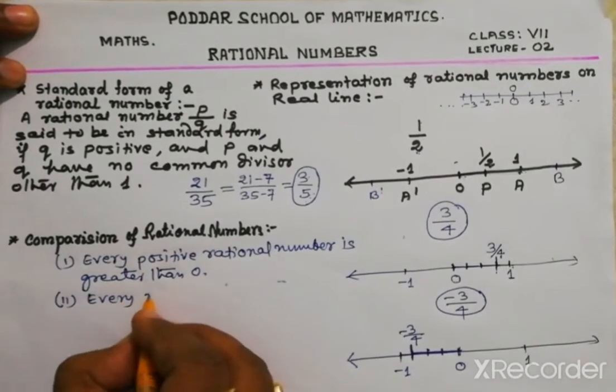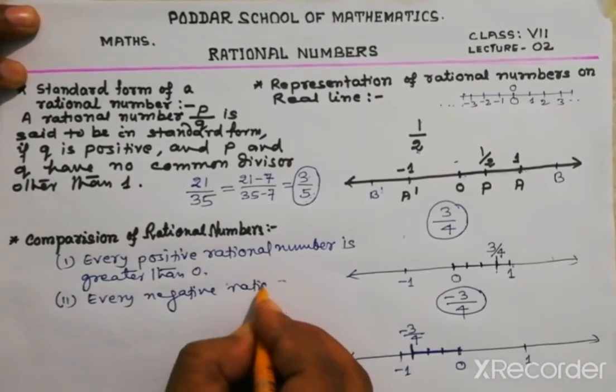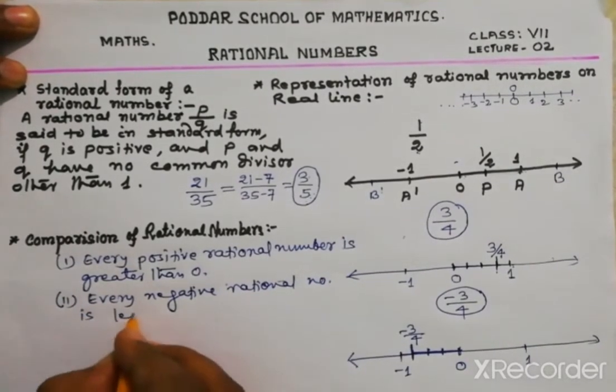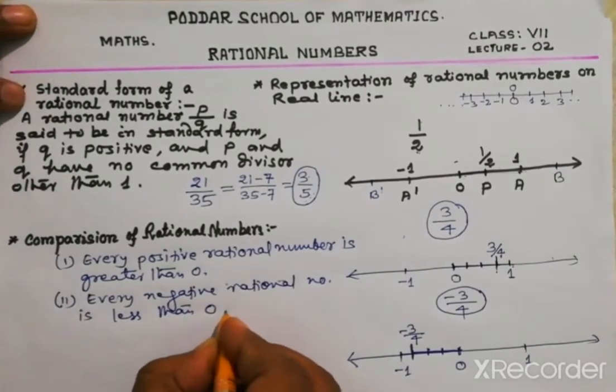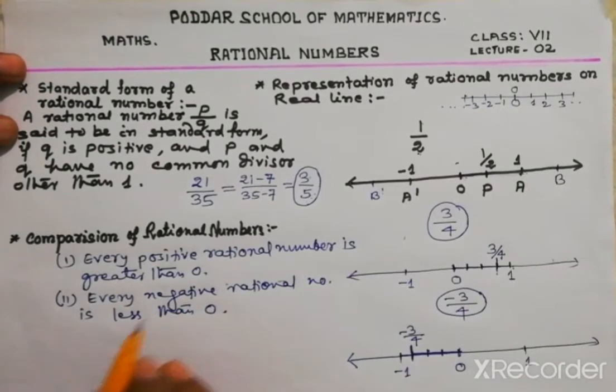Every negative rational number is less than 0. These two things are important. Second, how to compare two rational numbers.